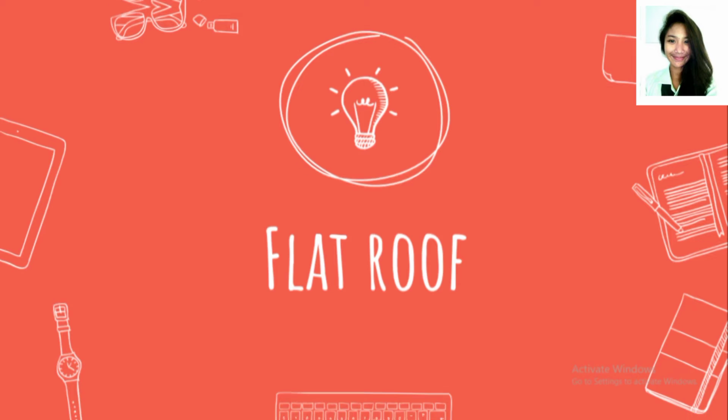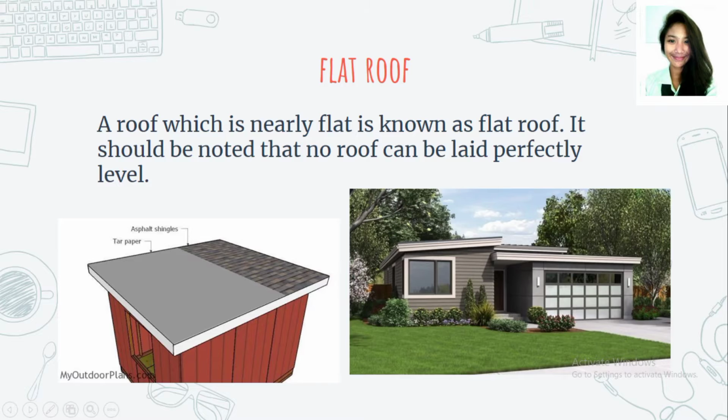Next is the flat roof. So flat roof does not necessarily mean that it should be perfectly laid flat. It is just a roof that is nearly flat. It should be noted that no roof can be laid perfectly level and its slope must be in one direction or the other to cause rainwater to flow off rapidly and easily.